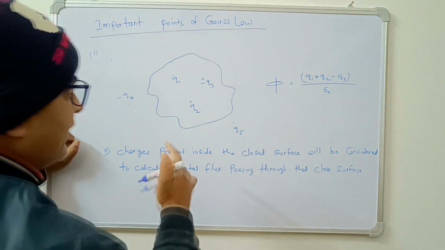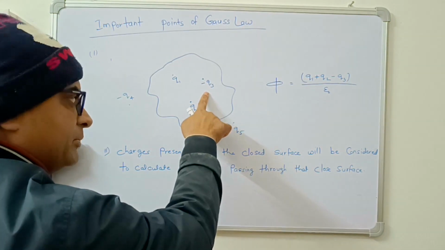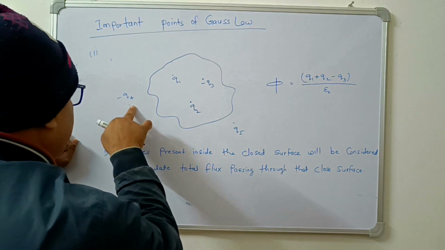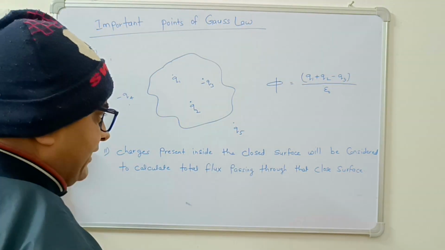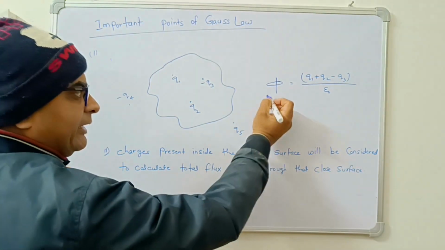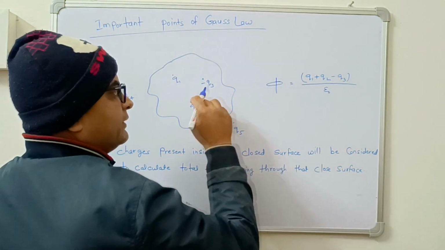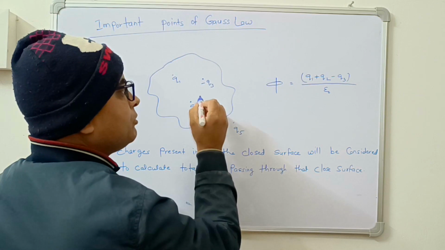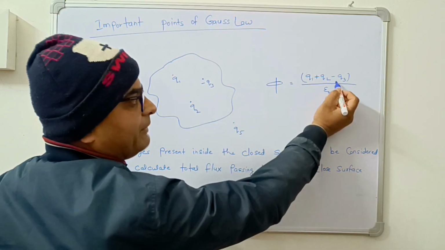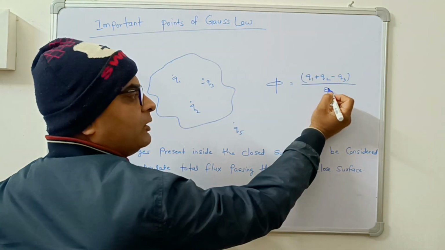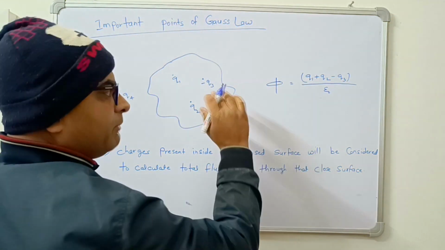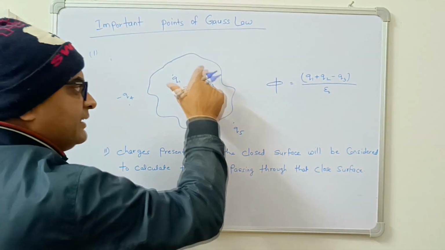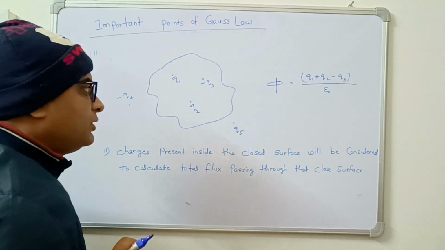If you can see, q1, q2 and negative charge q3 are placed inside the closed surface, while negative charge q4 and q5 are outside of the closed surface. To calculate flux, we have simply taken the total charge inside, that is q1 plus q2, and here this is a negative sign, so we have taken minus q3, upon epsilon naught. So to calculate the total flux passing through that closed surface, we will consider only the charges present inside the closed surface. So this is point number 2.